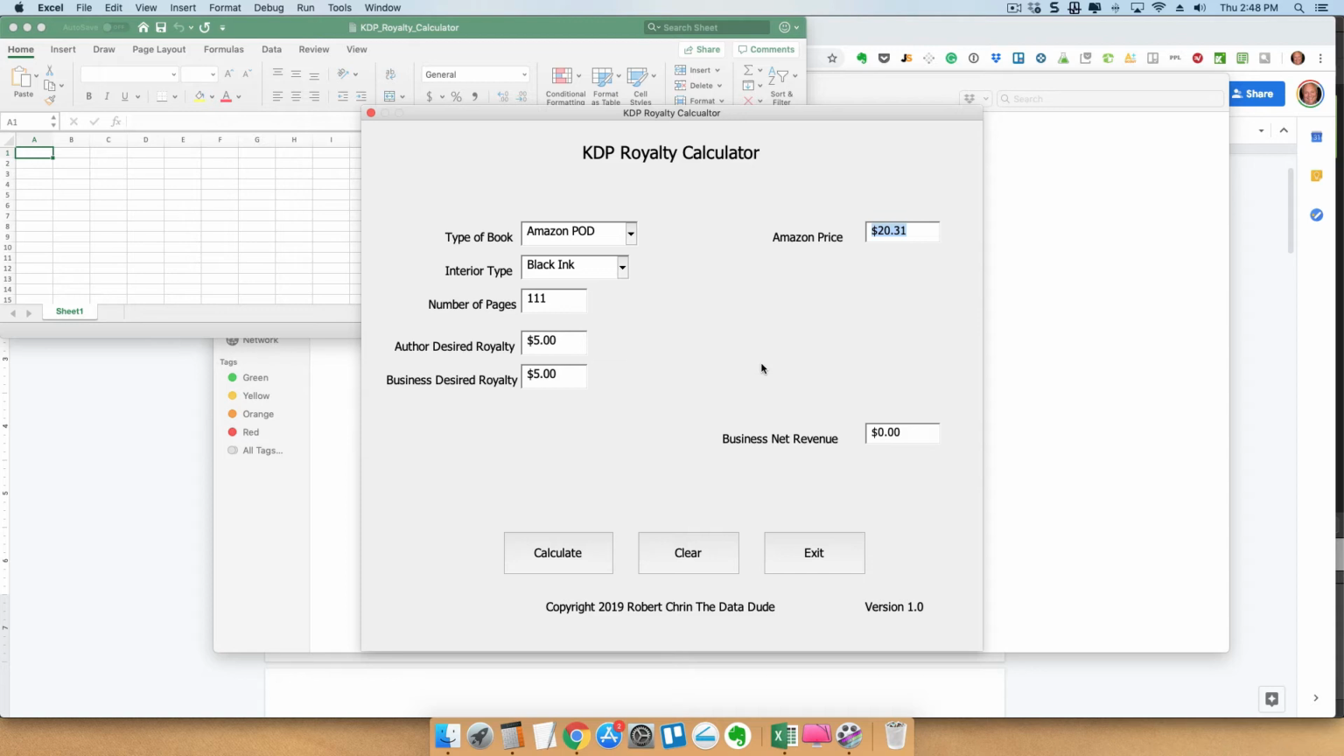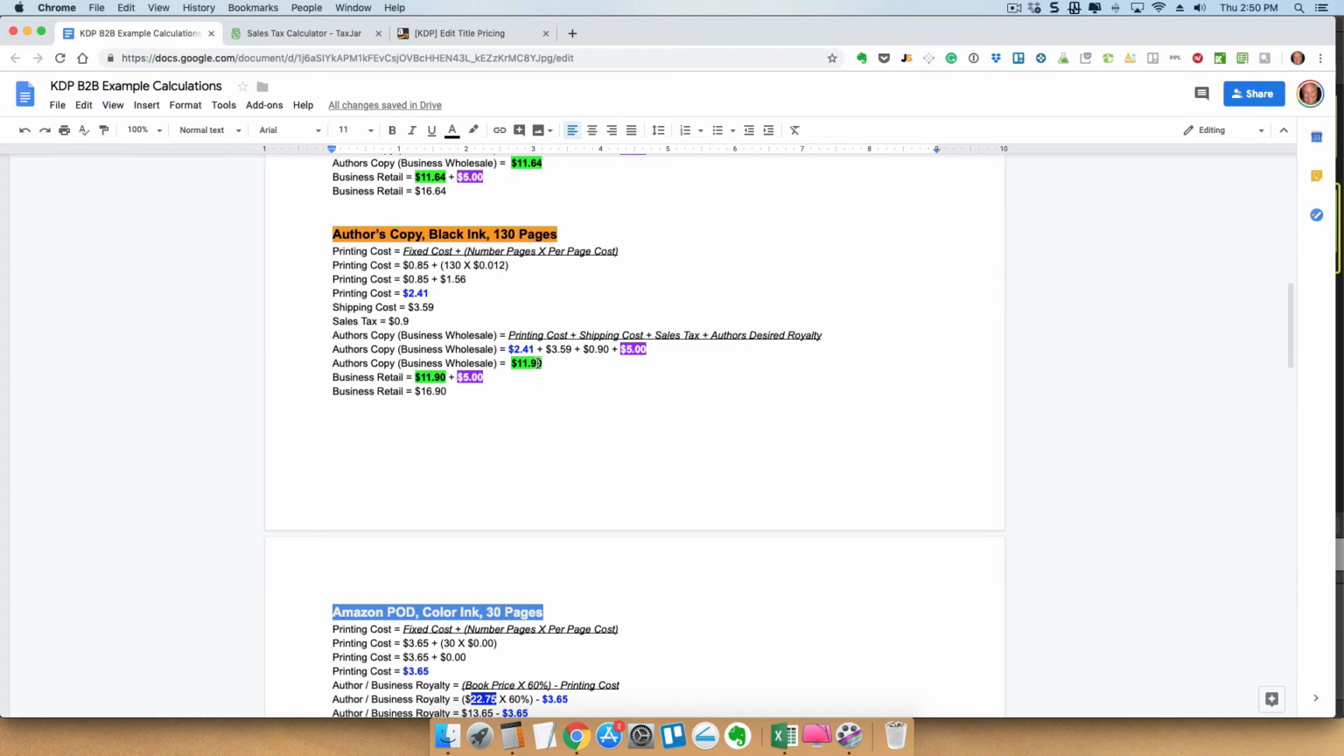Okay, cool. We'll talk about the author's copy in a second. Alrighty, so now we want to talk about author's copy. So we're going to go over the process. We've talked about this before, but I just wanted to go over it again. For an author's copy, we'll do this example, black ink, 130 pages. Because it's over 108, you have a per page cost, and we'll go over again how you calculate it, and then how the calculator will do it for you automatically.